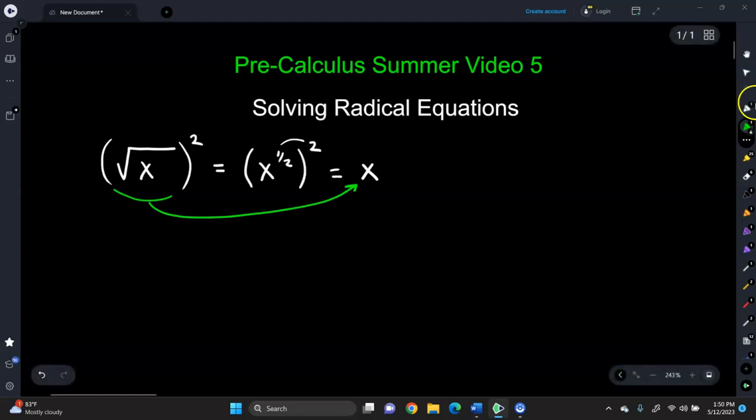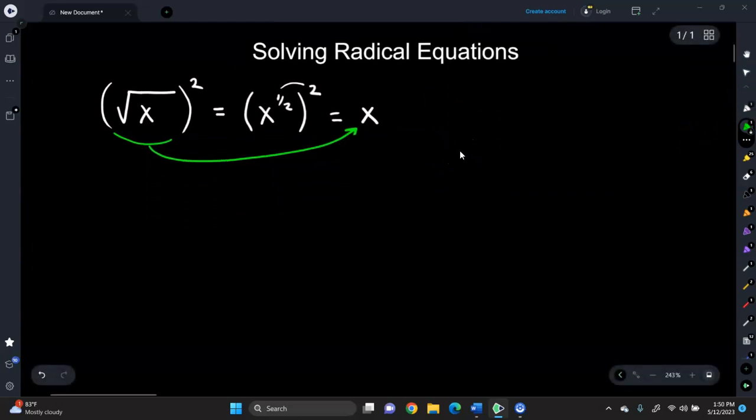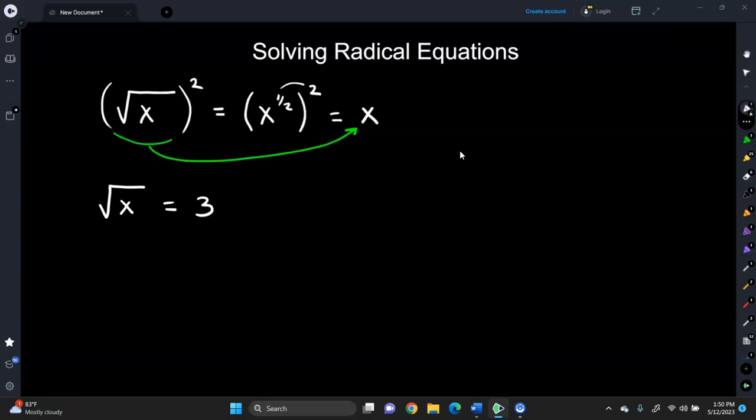Okay? So let's apply that to solving some basic radical equations. If I have the square root of x equals 3, well, in order to solve that equation, I'm going to square both sides. And when I do that, I get x equals 3 squared, which is 9. If we were to check that, we could plug it back in. The square root of 9 equals 3, and that is true.